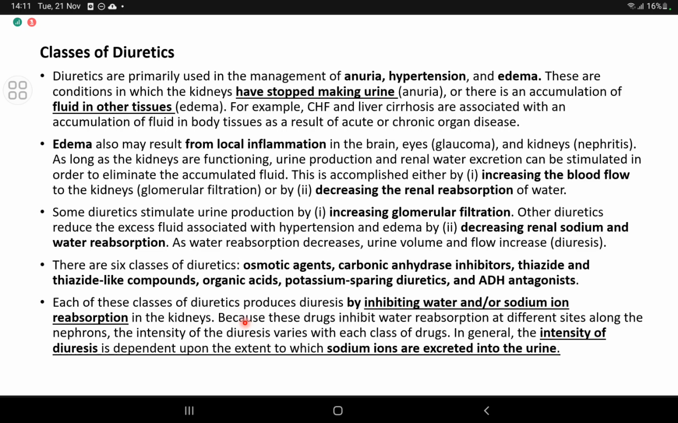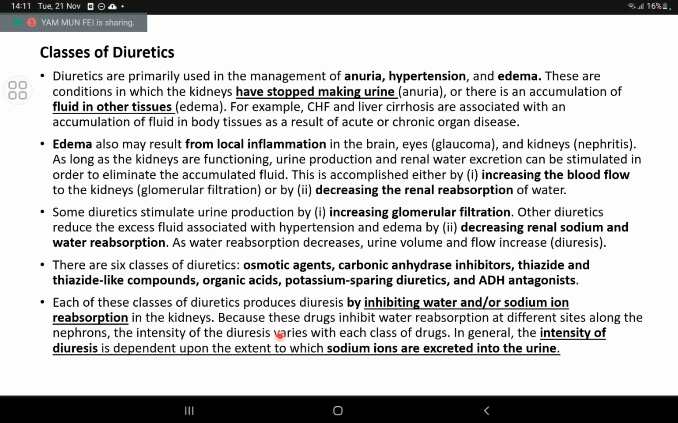Meaning, from the words, you need to understand properly. Some of them inhibit water reabsorption. Some of them inhibit sodium ion reabsorption. Some of them inhibit both water and sodium reabsorptions. So these are the basic concepts you need to understand.